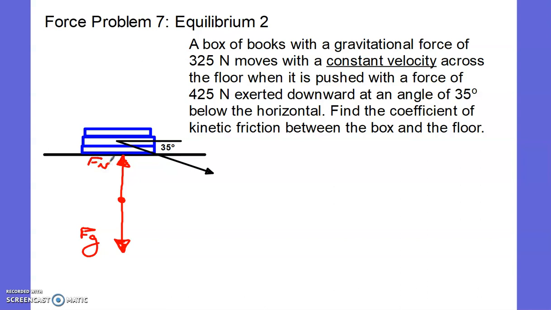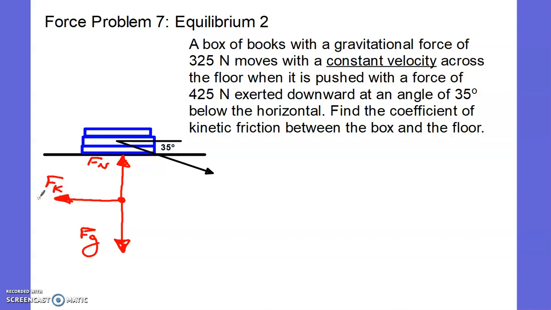And there's also a frictional force. Now, because the books are moving to the right, the frictional force is going to be to the left. Friction is always opposite the direction of the motion. Now in this situation, it is a constant velocity, so the box of books is moving. Therefore, it is a kinetic friction that we're talking about.